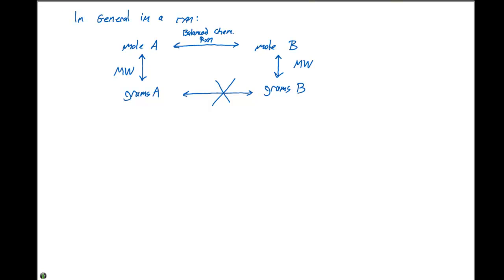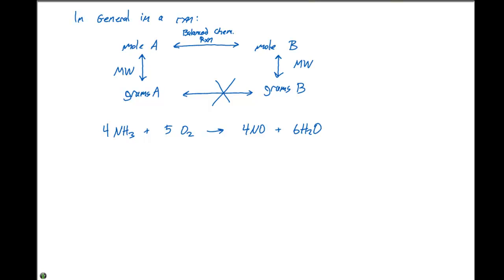So if we're given grams of component A, and we're trying to get grams of B, we can't do it in one step. We first need to use dimensional analysis to convert from grams of A to moles of A by using the molecular weight, convert moles of A to moles of B from the balanced chemical equation, and moles of B to grams of B using the molecular weight. So we can do a quick example using the following balanced chemical equation. We have 4NH3 plus 5O2 giving 4NO plus 6H2O.